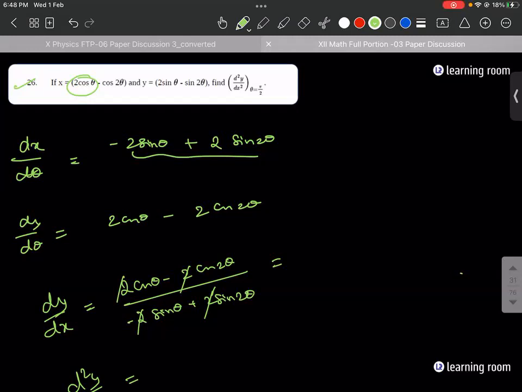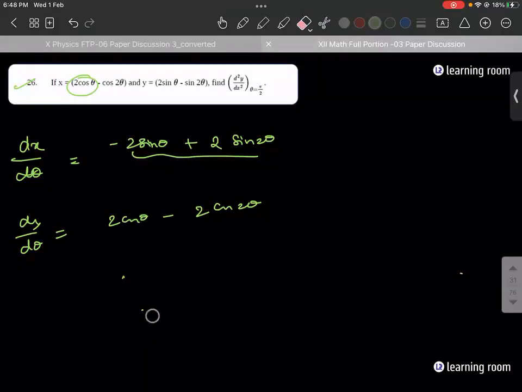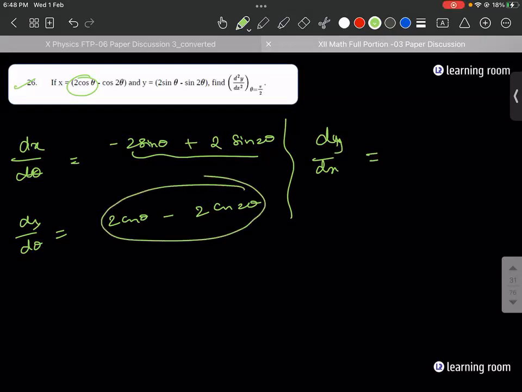Can you just give me 1 more minute. Let me try in that method itself. It's not coming. I'll check it again. So what is dy by dx? So your answer is right. So dy is 2 cos theta minus cos 2 theta. Oh, this is the mistake.